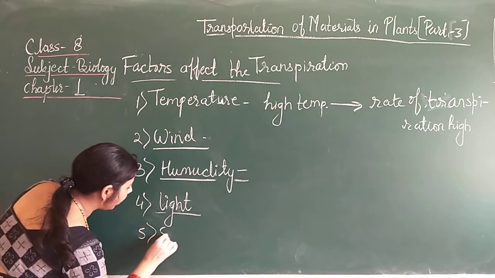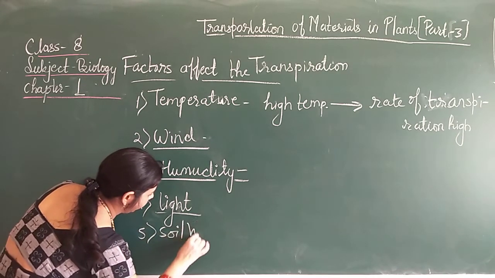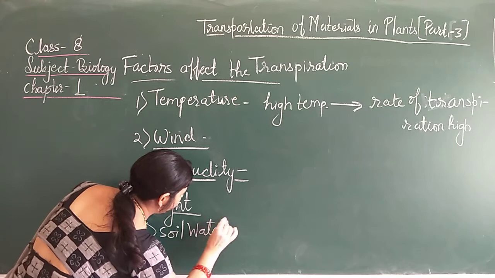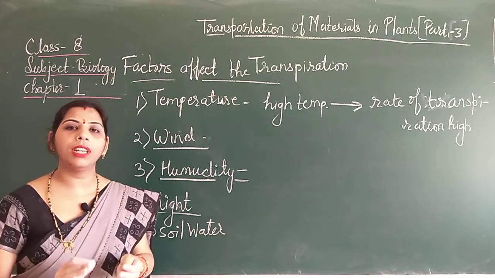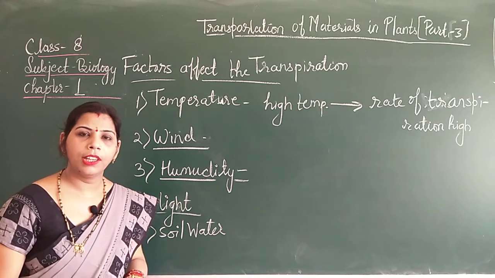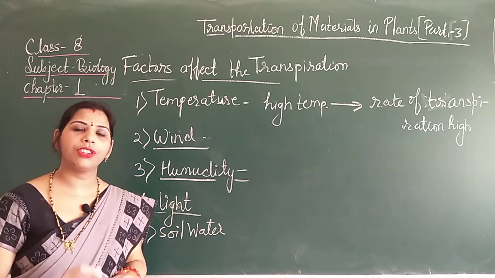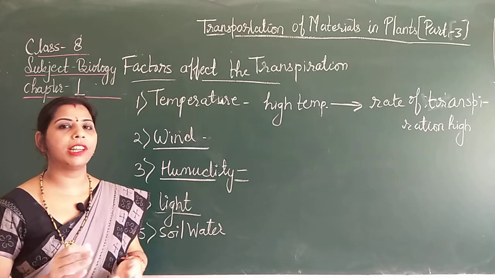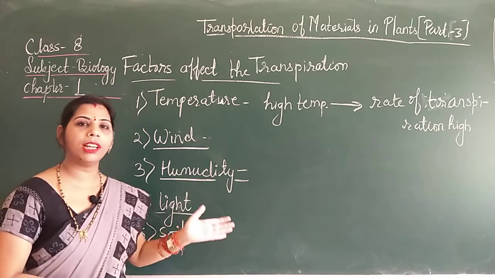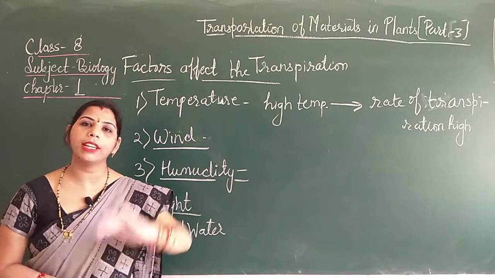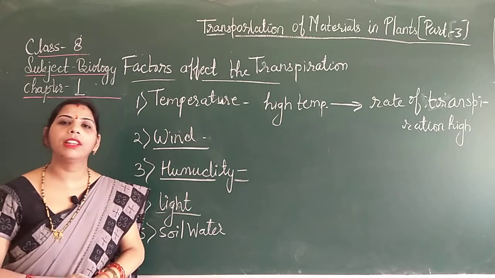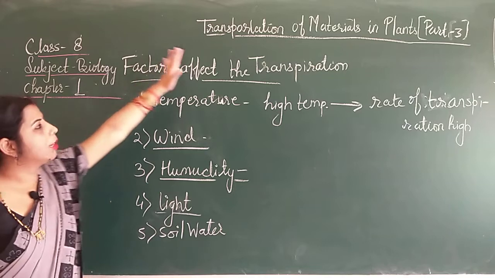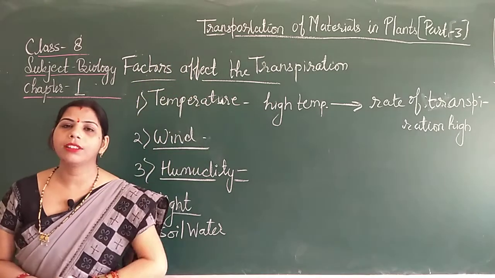And the last one is soil water. If the amount of water is less in soil, the rate of transpiration is reduced because water is not present, and the movement of water is due to osmosis from higher to lower. That's why the rate of transpiration will also be reduced. So this is all about the factors that affect the transpiration.